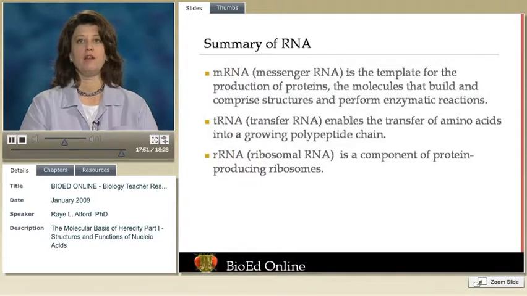Messenger RNA is the template for the production of proteins. Proteins are the molecules that build and comprise structures and perform enzymatic reactions in cells. Transfer RNA enables the transfer of amino acids into the sequence of the growing polypeptide chain. Ribosomal RNA is a component of the protein-producing ribosomes.